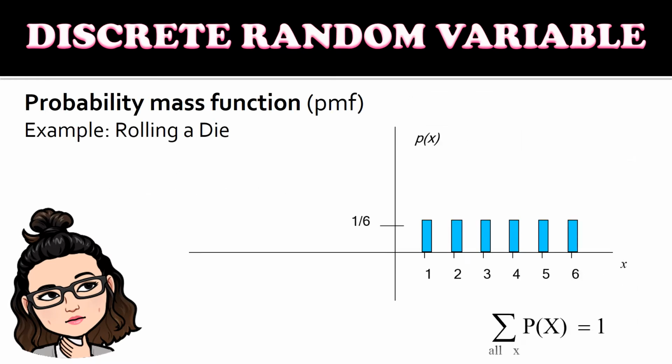And for the graph, as you can see, the number of dots is placed on the x-axis and the probabilities on the y-axis. The height of the graph is the same, which represents that the probabilities are equal for each of the number of dots in a die. And the sum of all the probabilities is equal to 1.